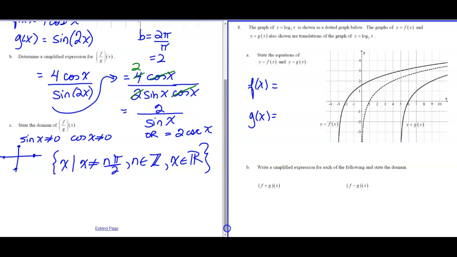Dotted is your base graph, they're translations, so take a look. 1, 2, 3 to the left. You can check another point, 1, 2, 3 to the left. So horizontal translation, 3 to the left. You replace x with x plus 3. Is that 6? This is 6. So here, 1, 2, 3, 4, 5 to the right. Check all the other points, same thing.